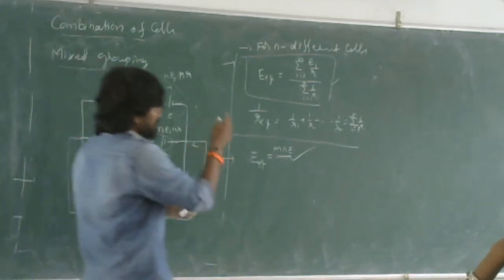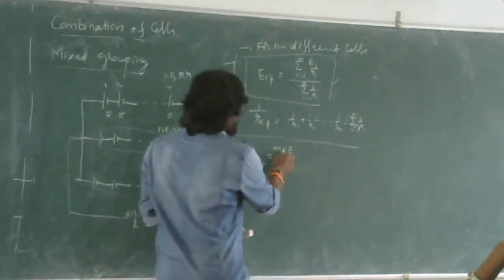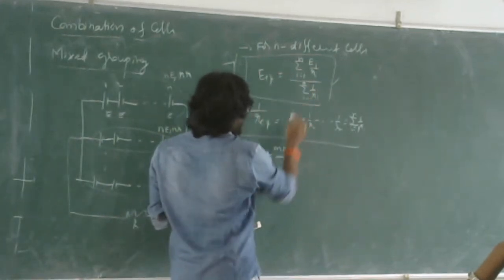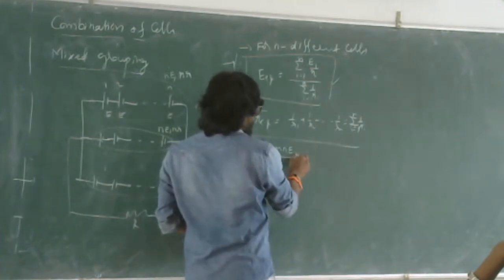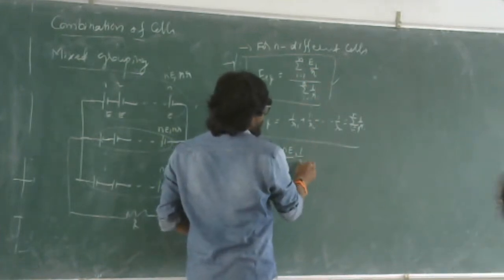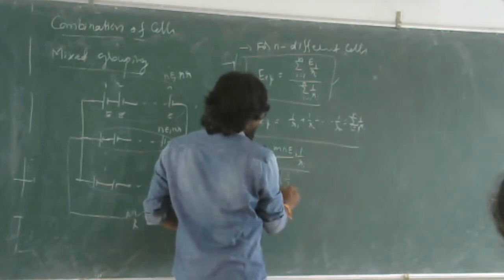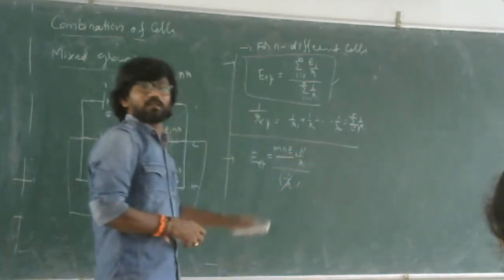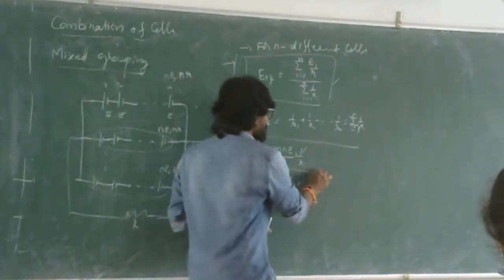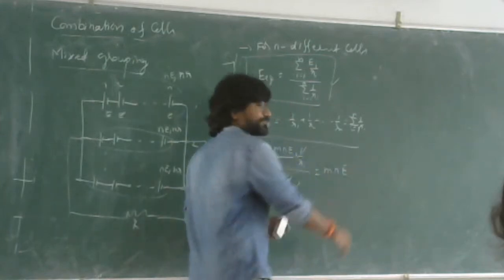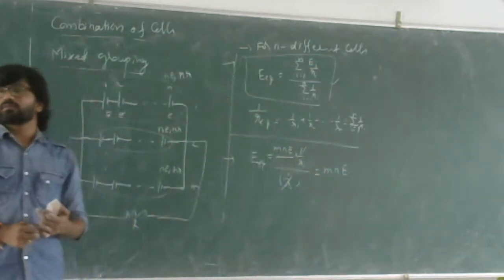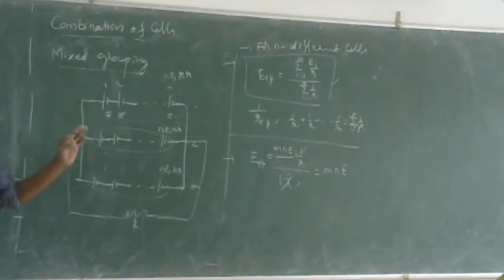Otherwise, you can write it as NE into M by, what is that, 1 by Re into 1 by Re, 1 by Ri divided by 1 by Ri. This 1 by Ri gets cancelled. So you can conclude that this is equal to M N into E. If you write step by step, then only you understand.